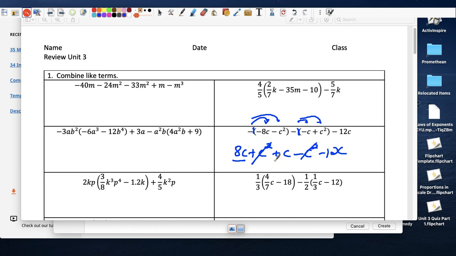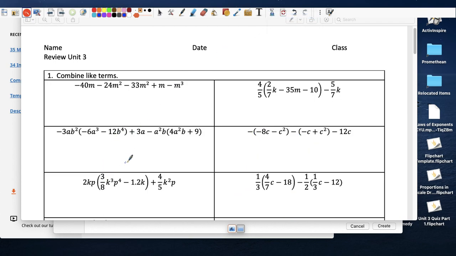And the rest is c. That's an 8c, that's a c, and that's a -12c. So 8c plus c minus 12c. Well, 8c and c is 9c, and 9c minus 12c is -3c. So that's the answer for that.